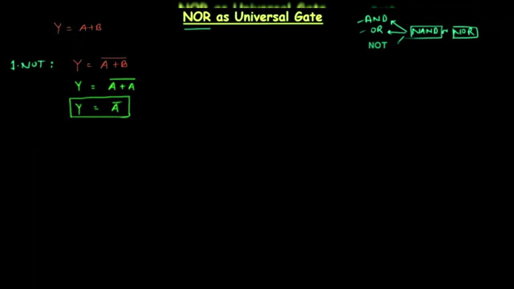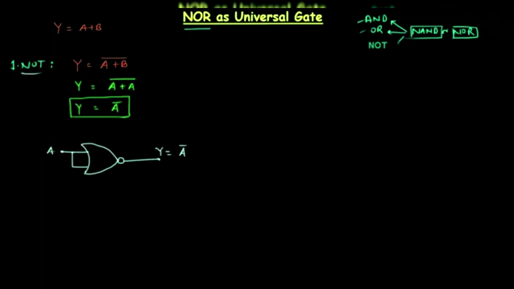So we'll quickly implement it. First I will make 2 input NOR gate. A is the first input, Y is the output, and the second input is also A. So output Y is equal to A complement. So this is the implementation of NOT gate by using the NOR gate.